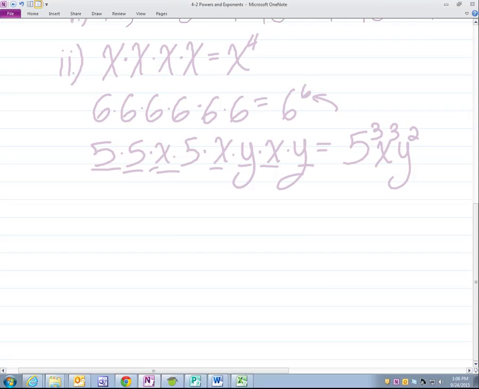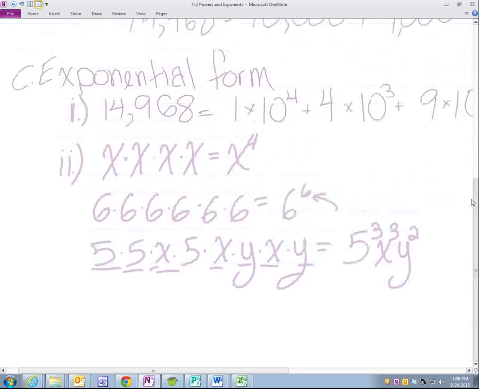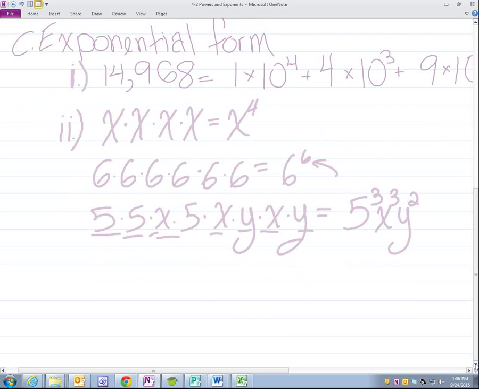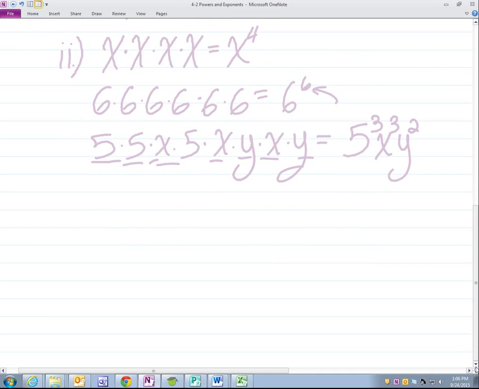Okay? So we have standard, expanded, and exponential form. So in conclusion, let's see what you remember from the other day. Are we on D? Is that where we're at? Okay, so D.